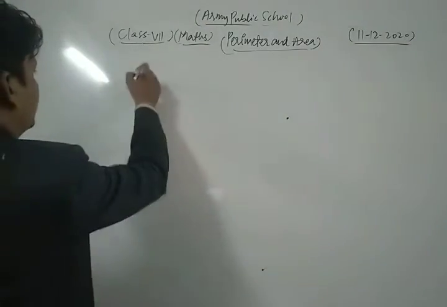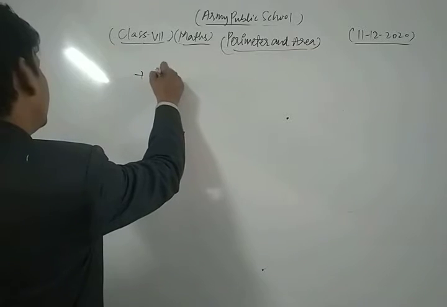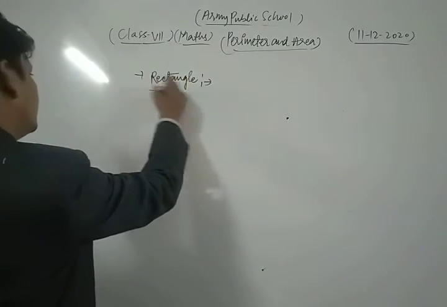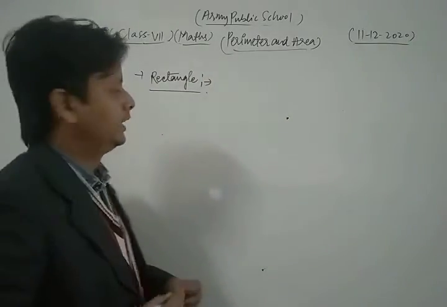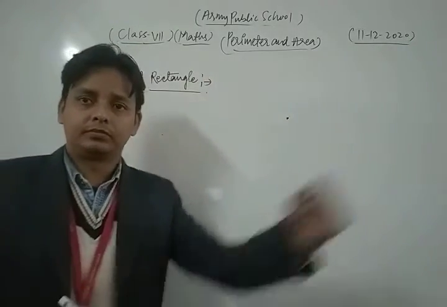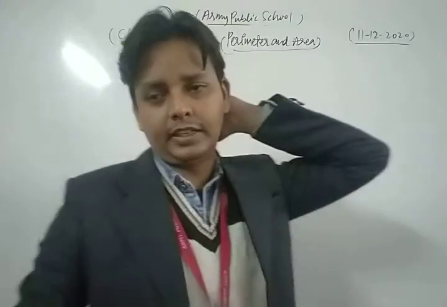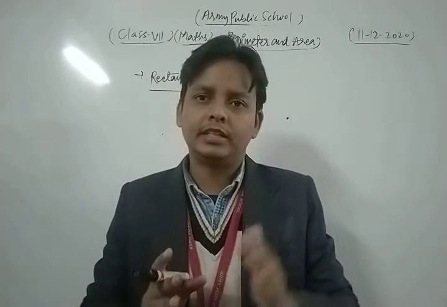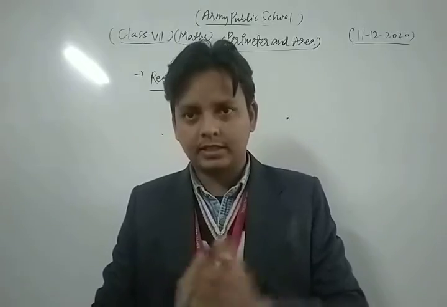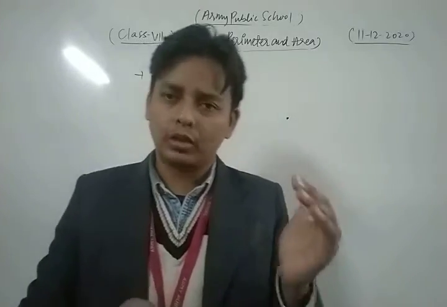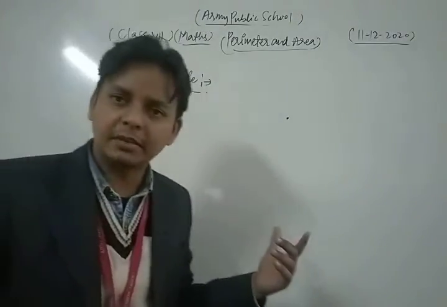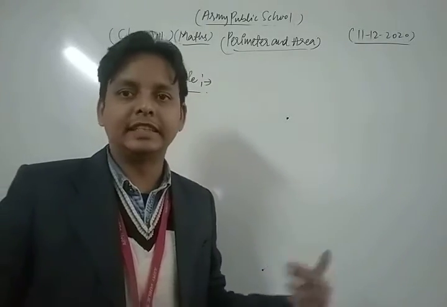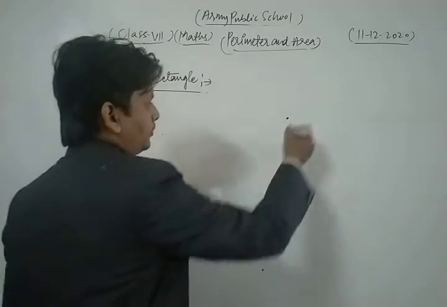Now we are going to discuss the rectangle. Dear students, what is the concept of a rectangle? In previous classes we already discussed these shapes. A rectangle is a quadrilateral bounded by 4 line segments in which opposite sides are equal to each other and each angle is 90 degrees.